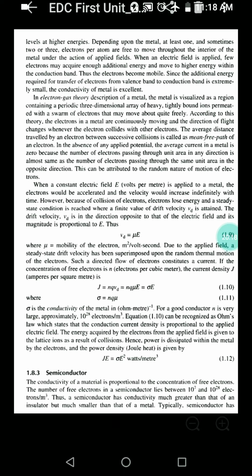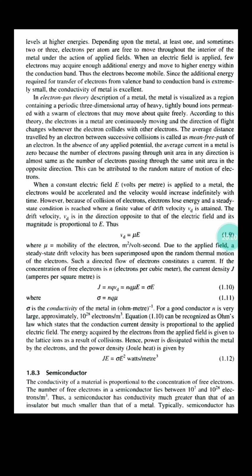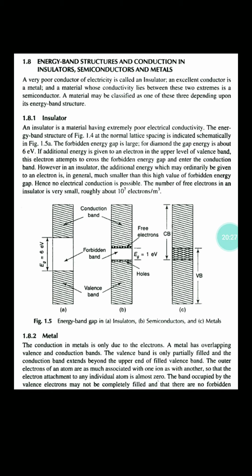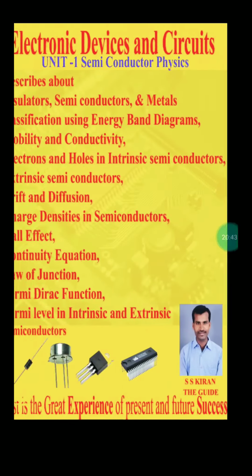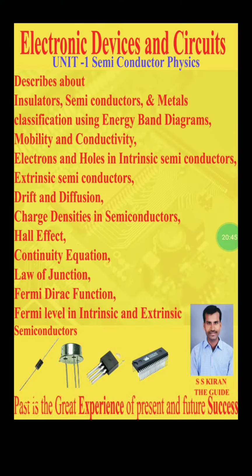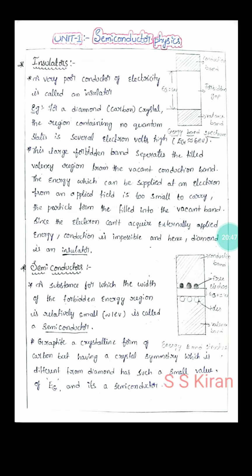Now then, one more concept, that is called conductivity. So what is conductivity? Here I have discussed one main point. A poor conductor of electricity is called an insulator. An excellent conductor is called a metal, and a material whose conductivity lies between these two extremes is called a semiconductor. So conductivity is nothing but the property, right?